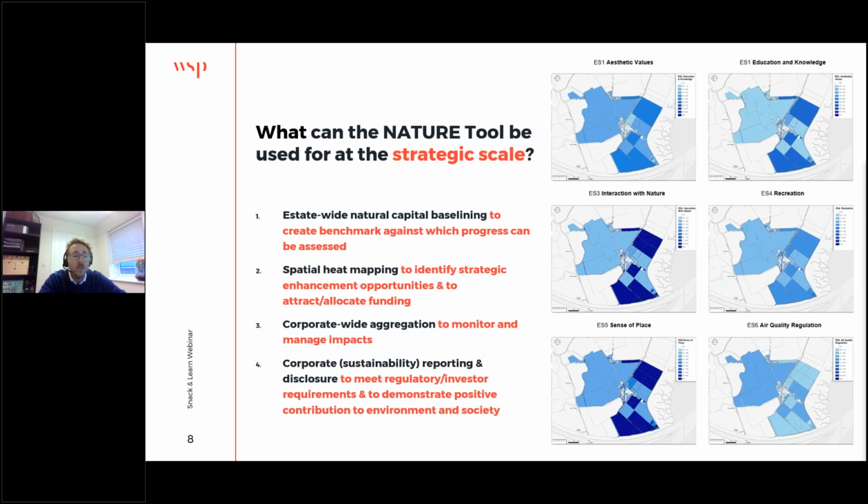We can also use the tool for corporate-wide aggregation to monitor and manage impacts. So we can pull the results from various projects together and then have an organization-wide dashboard of natural capital impacts and hopefully improvements and enhancements. And indeed, it can again feed into corporate and sustainability reporting and disclosure, for example, to meet regulator or investor requirements and to demonstrate positive contributions to the environment and society.